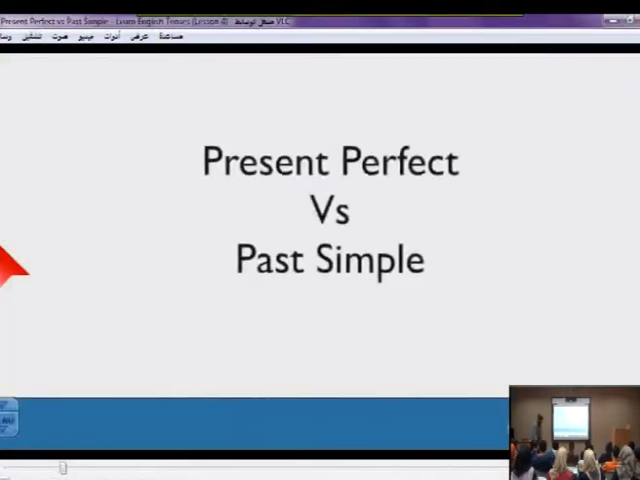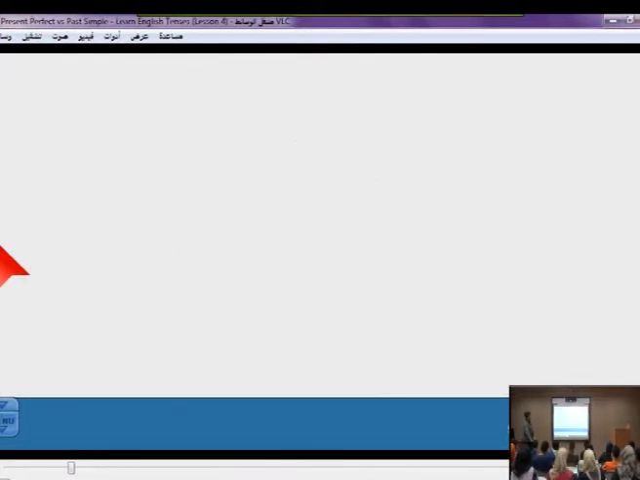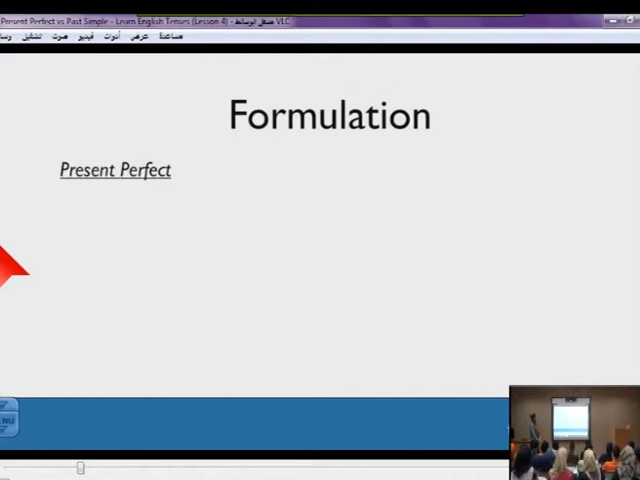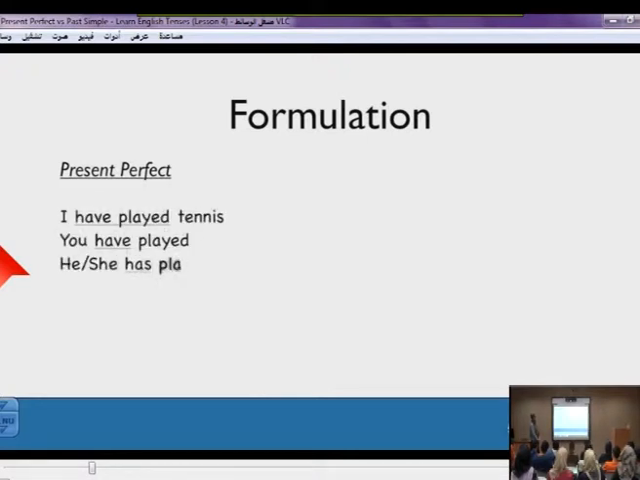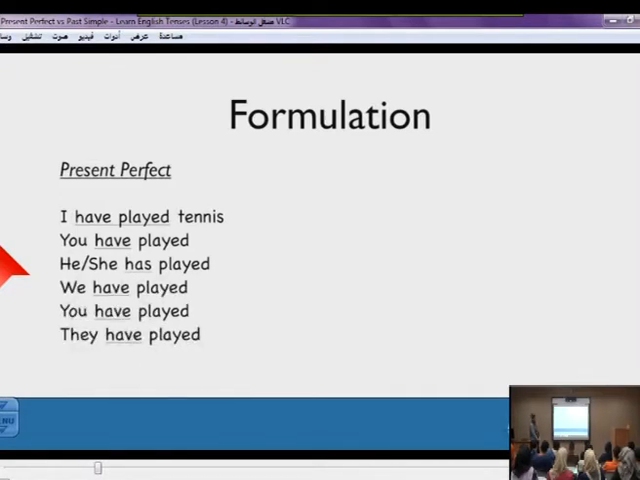Okay, let's start. So we have present perfect and past simple. Let's look at formulation first. You remember from the previous video that the present perfect is formulated with the verb have and the past participle of the main verb. I have played tennis. You have played tennis. He, she has played. We, you, and they have played. Now let's look at past simple.